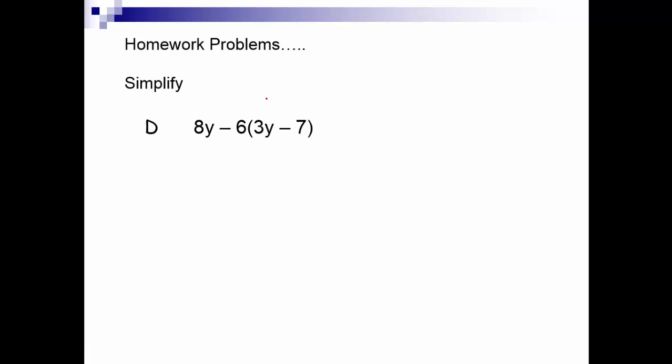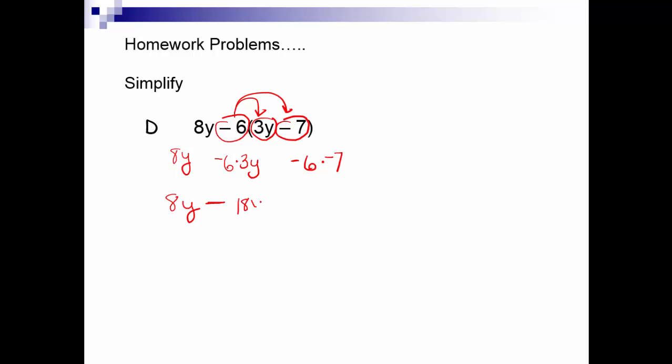Let's try the next one. All right, so here I have to distribute first. I'm going to be distributing a minus 6. So I'm going to distribute the minus 6 through the parentheses. And you see what I'm doing? I'm circling each of the signs that go with the number. So here I still have my 8y out in front. Then I have negative 6 times 3y. Then I have a negative 6 times a negative 7. Still have my 8y out in front. Negative times a positive is a negative, so I'm going to write a nice big minus sign. 6 times 3 is 18y.